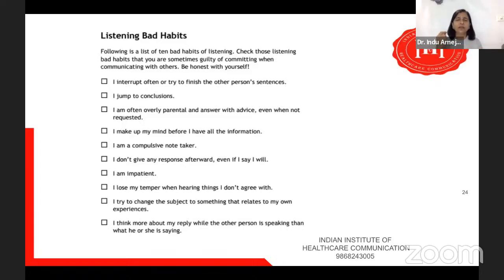Otherwise, if you're making a note of key points, but simultaneously you are able to pay attention to the person who is speaking, it serves the purpose. There's nothing wrong in noting down. Does that answer your question? Yes, yes. Thank you. Okay.